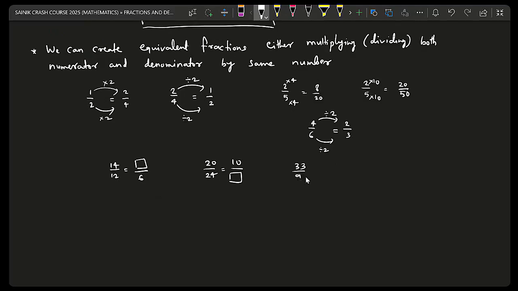33 divided by 99 is equal to 2 divided by dash. And something like 37 divided by 111 is equal to 3 divided by dash. And 2 by 9 is equal to 8 by dash. So these 5 questions, all of you try to answer.